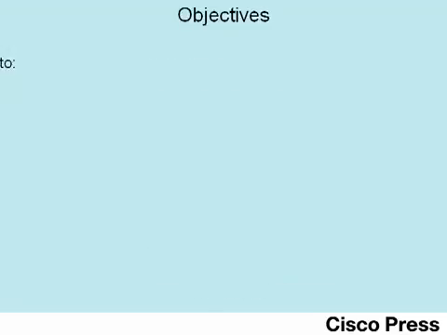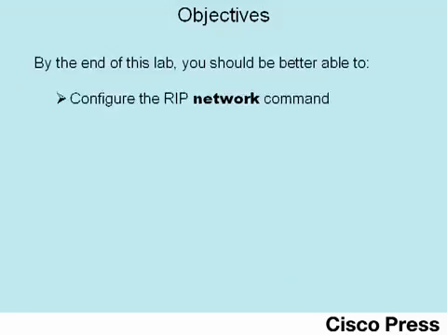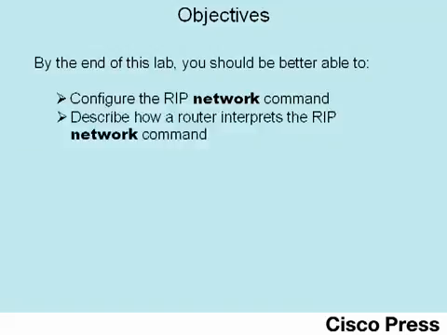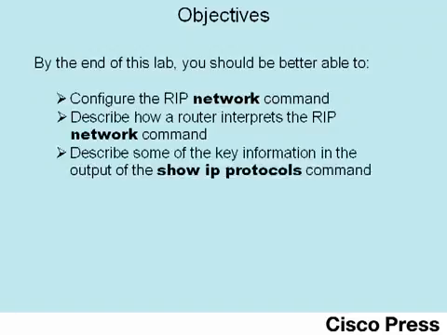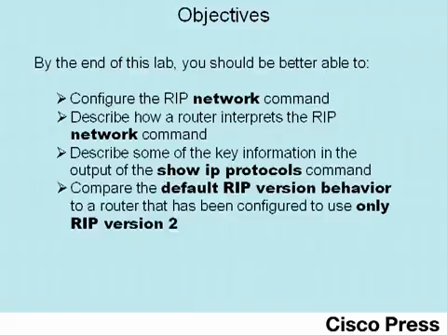This lab has 4 main objectives. First, this lab will examine how to configure the RIP network command so that by the end of the lab, you'll be able to describe how a router interprets the network command and what it does on each interface that matches the network command. We'll also focus on the show IP protocols command, and by the end of this lab, you'll be able to describe some of the key information that you see in the output of that command. Finally, this lab will compare the default RIP behavior in regards to RIP versions and compare that to a router that's been configured to use just RIP version 2.